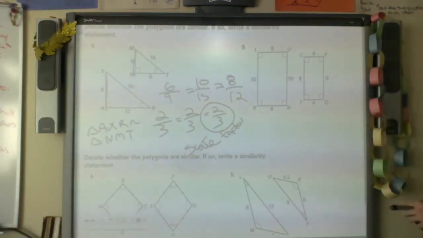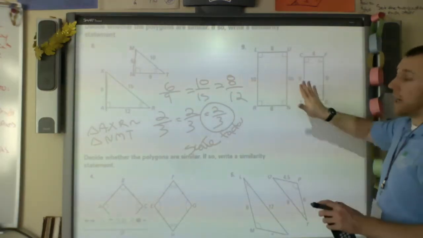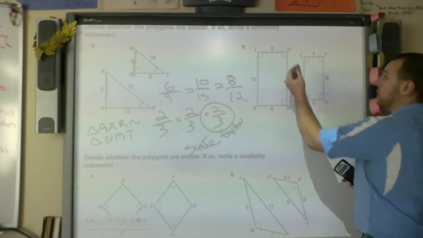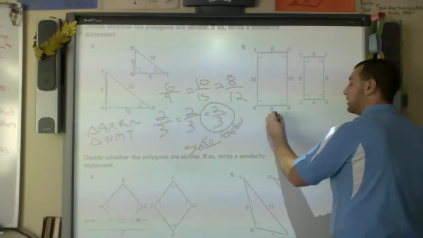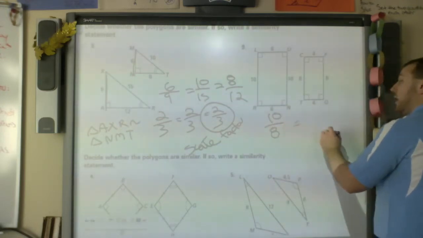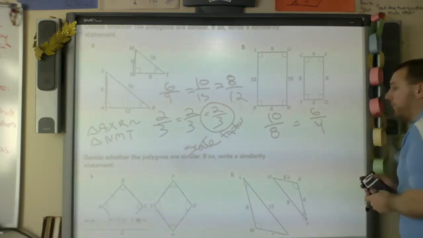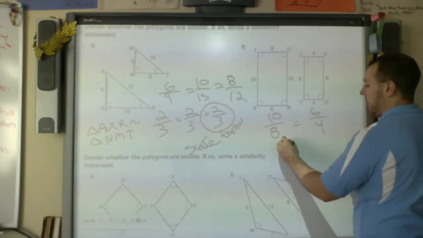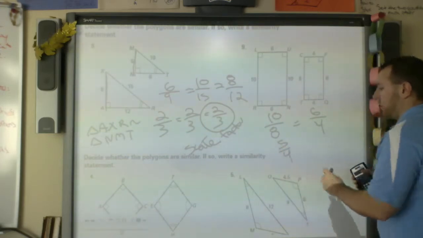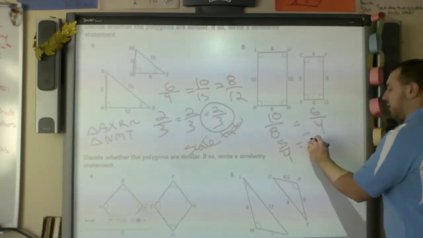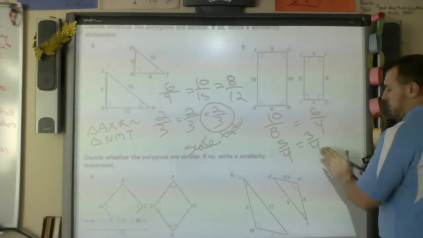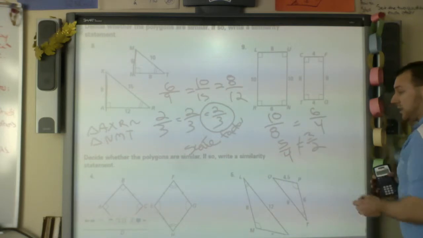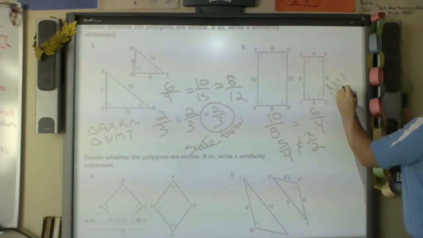Now I look over here. Okay, these are two rectangles. All the angles are going to be congruent, but now I'm going to match up the sides. Luckily enough, I can just do 10/8 and 6/4. And then it's just going to repeat. Well, 10/8 is 5/4. 6/4 is 3/2. Those are not equal, so these are not similar.